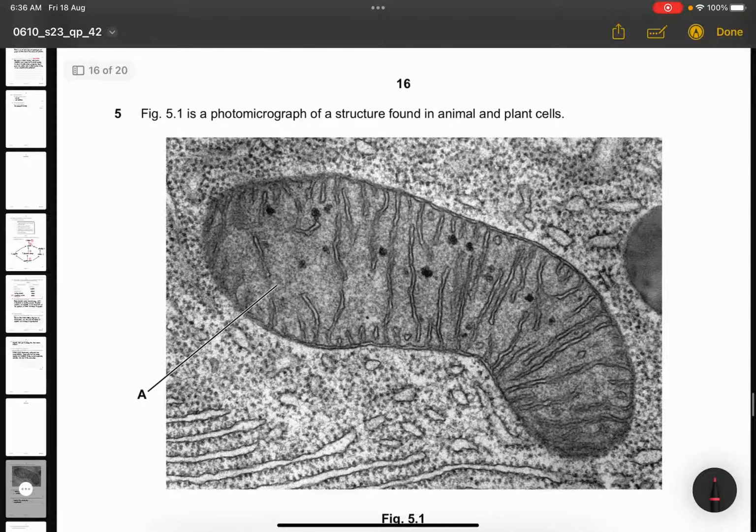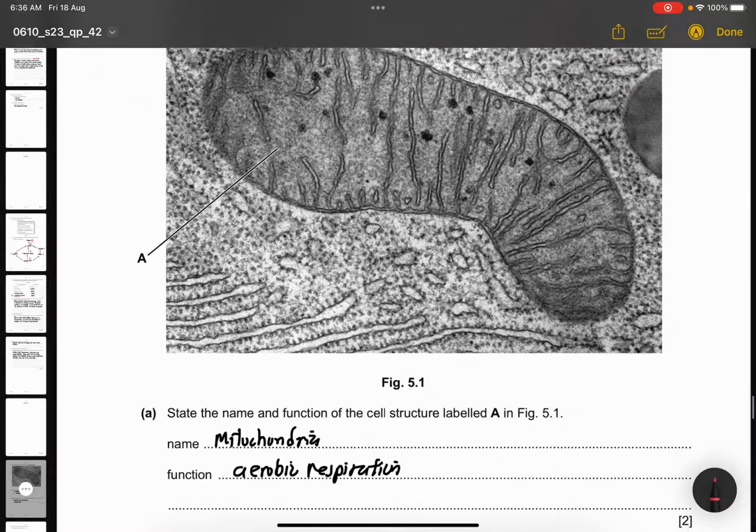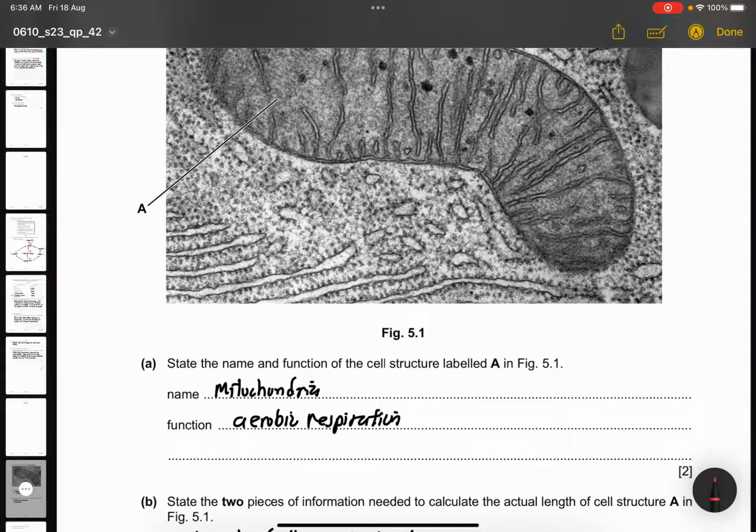Question 5. Figure 5.1 is a photomicrograph of a structure found in animal and plant cells. So first thing in the exam, I made my very big mistake of not seeing this animal and plant cell, because this to me just looked like a cell, but it's actually a mitochondria. State the name and the function of the cell structure labeled A. So this is basically a mitochondria. The function of this is to undergo aerobic respiration, or to release energy.